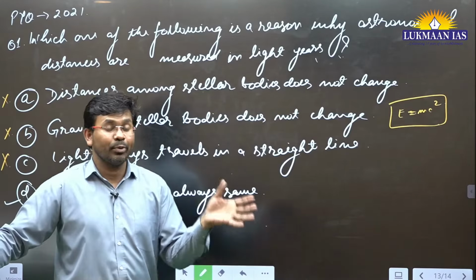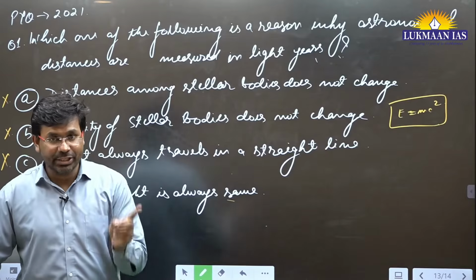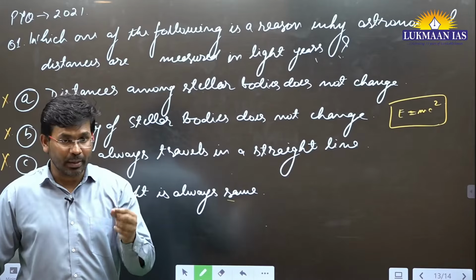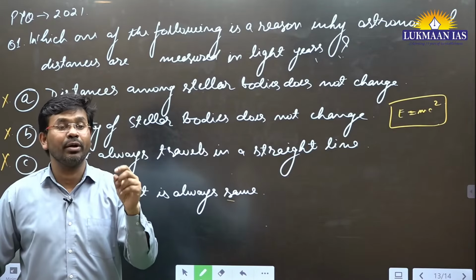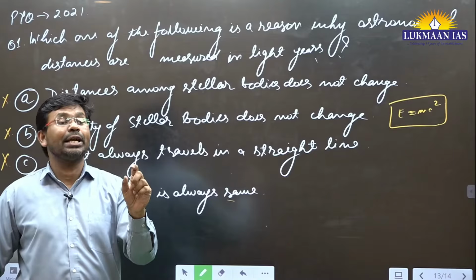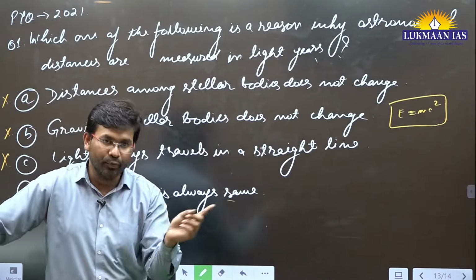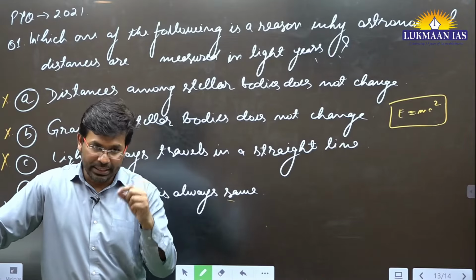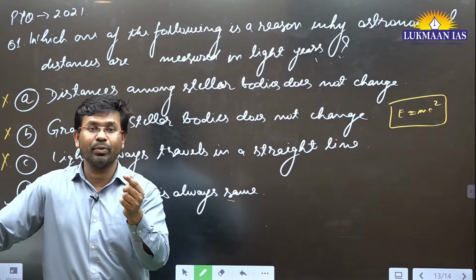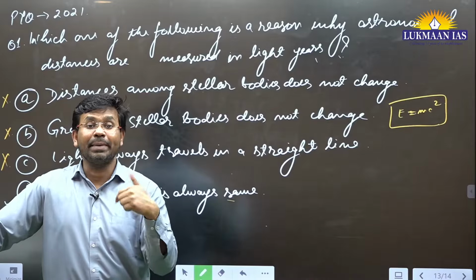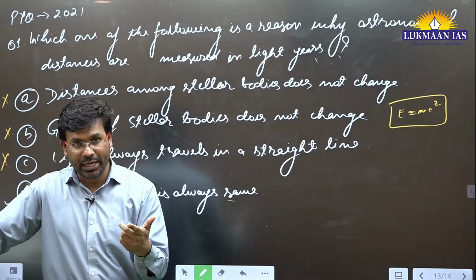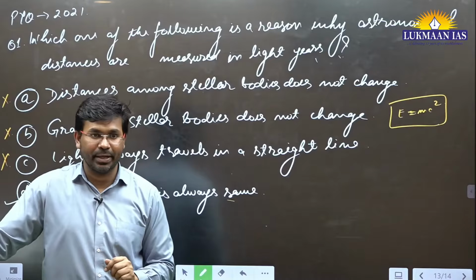But when I discuss Einstein's general theory of relativity, I'm going to talk about why we keep adjusting the atomic clocks on the satellites, because satellites are moving around Earth, right? We keep adjusting because with the speed, time dilation happens, length contraction happens. We will discuss that part.